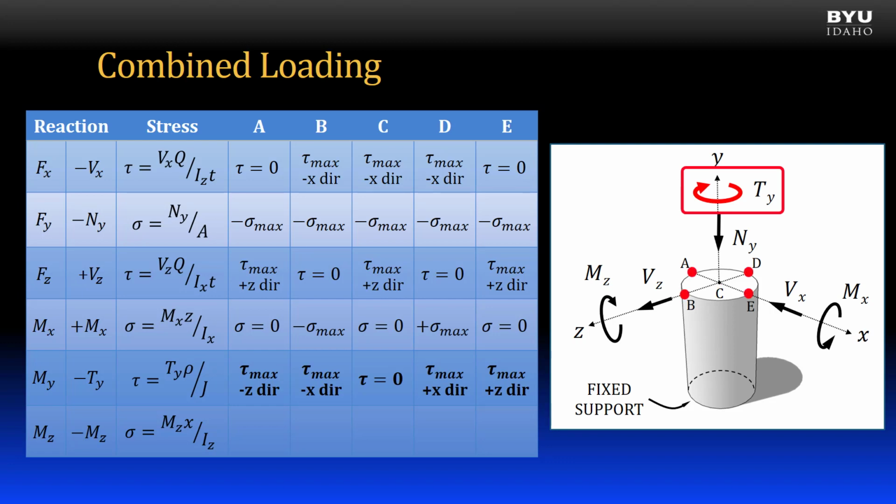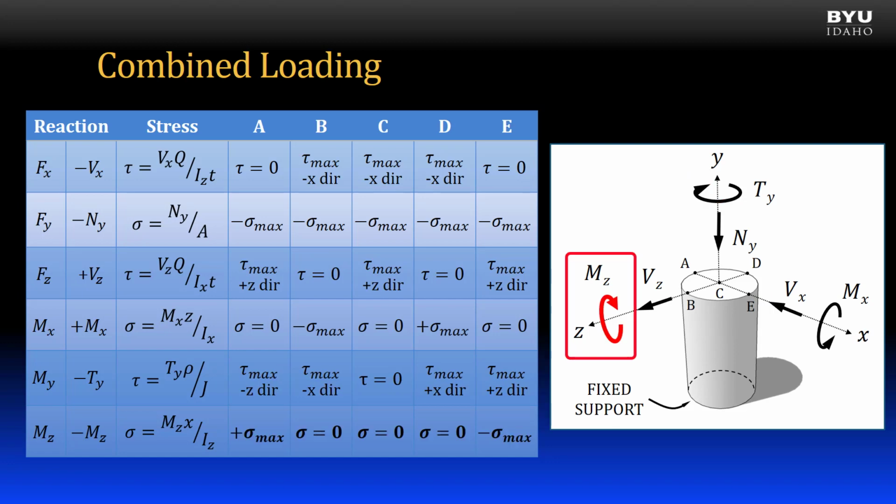Points A, B, D, and E, which lie on the perimeter of the cross-section, will all feel the same maximum shear stress. The direction of stress at these points are in the direction of the torque, which is in the xz plane and is negative by the right-hand rule. The direction at point A is negative z. The direction at point B is negative x. The direction at point D is positive x, and the direction at point E is positive z.